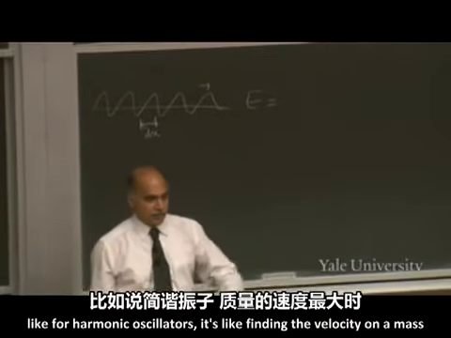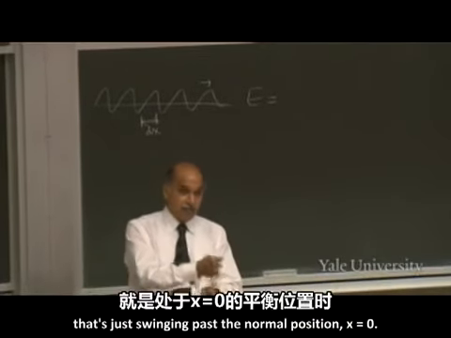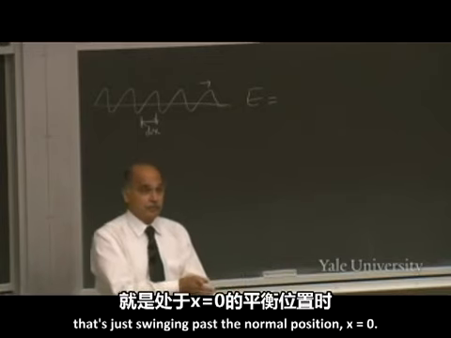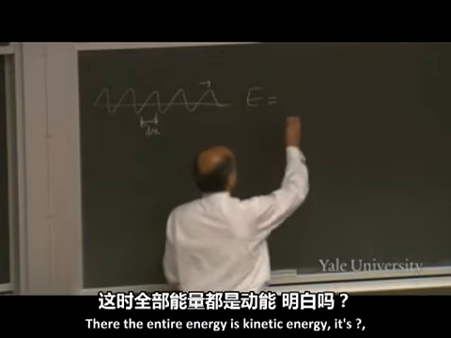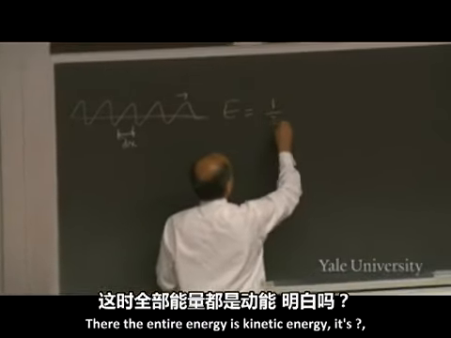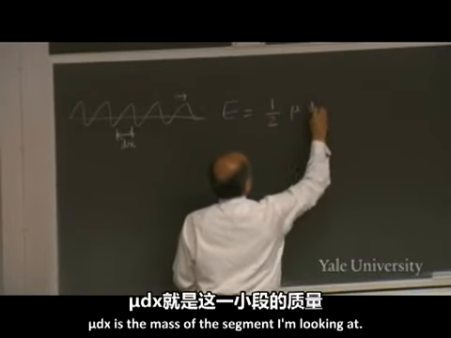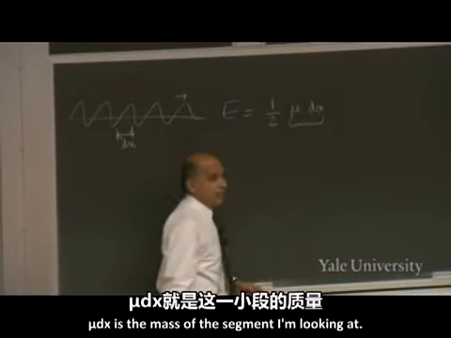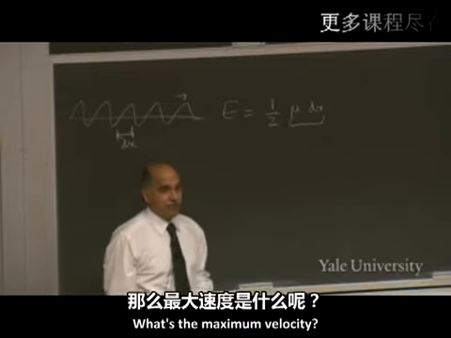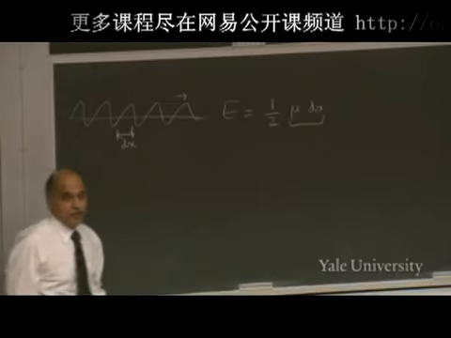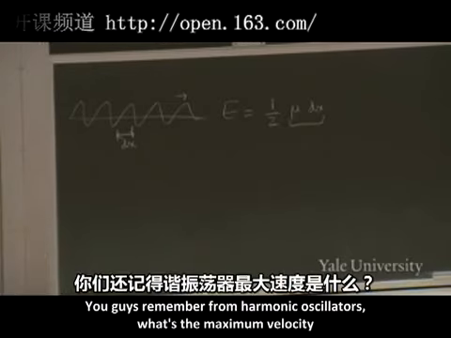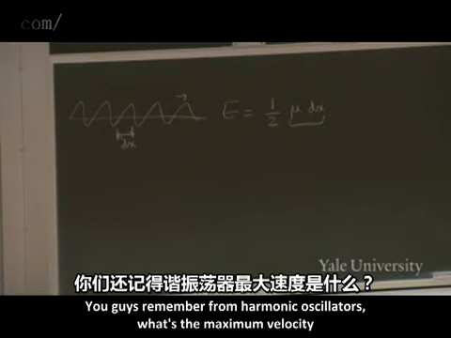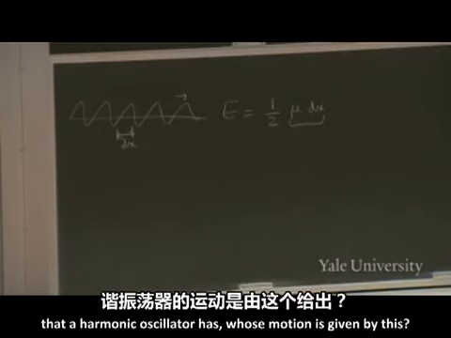Like for a harmonic oscillator, it's like finding the velocity when the mass is just swinging past the normal position x equal to 0. There the entire energy is kinetic energy. It's 1/2 mu dx, where mu dx is the mass of the segment I'm looking at. What's the maximum velocity? You guys remember from harmonic oscillators, what's the maximum velocity that a harmonic oscillator has, whose motion is given by this?